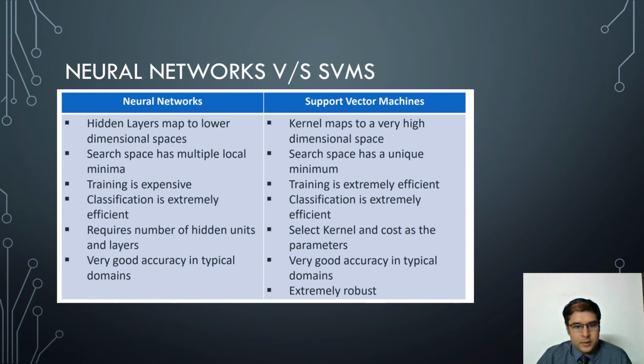And in neural networks, training is expensive because multiple hidden layers are involved, and in support vector machines, training is extremely efficient. But in both of these models, classification is extremely efficient, and in neural networks we require multiple hidden units and layers, whereas in support vector machines we use kernel and cost as the parameters for efficiency, and we have to tune them. Both neural networks and support vector machines are good in typical domains, having good accuracy, but support vector machines are extremely robust in comparison to neural networks.